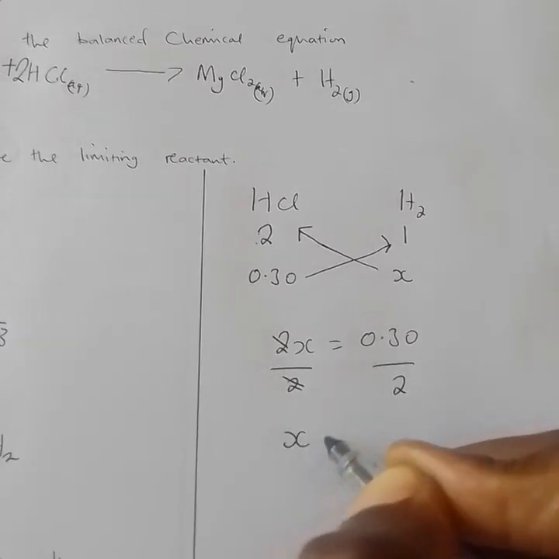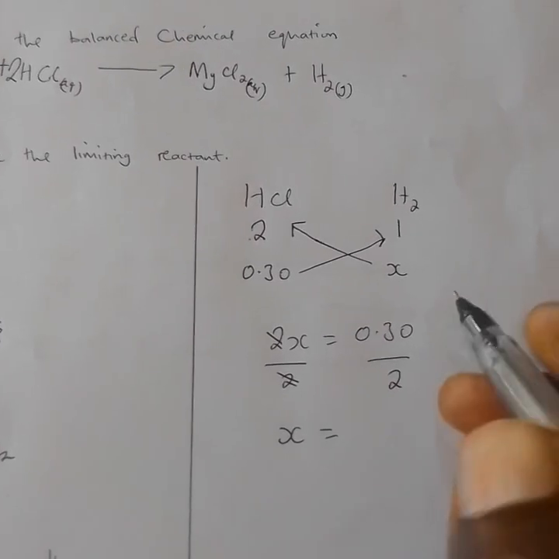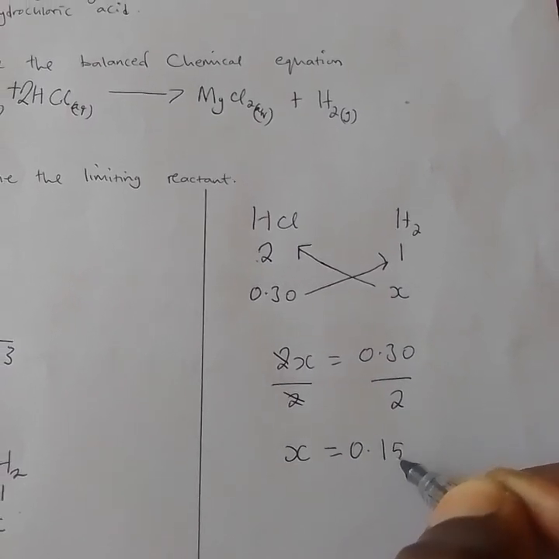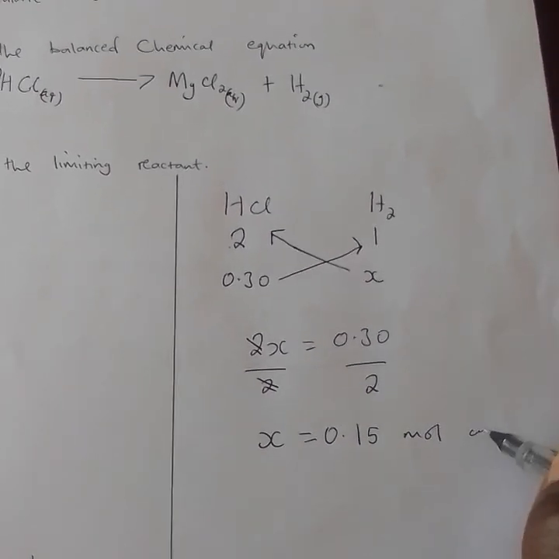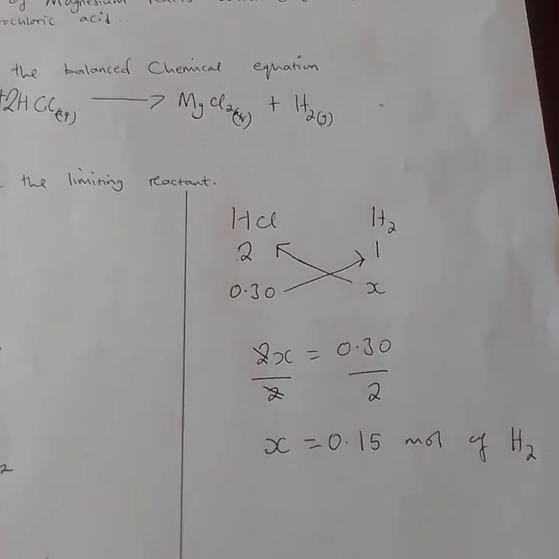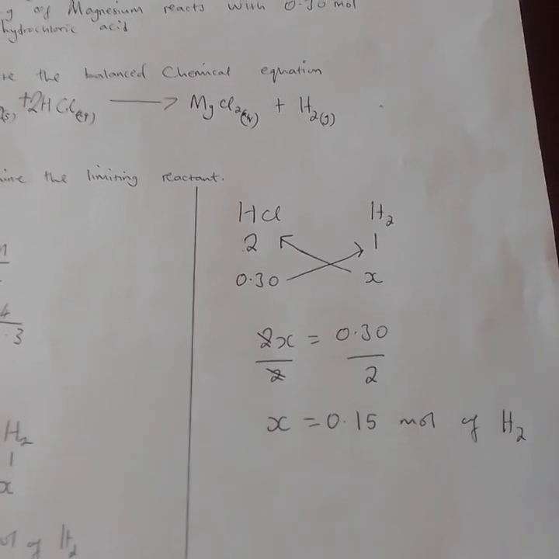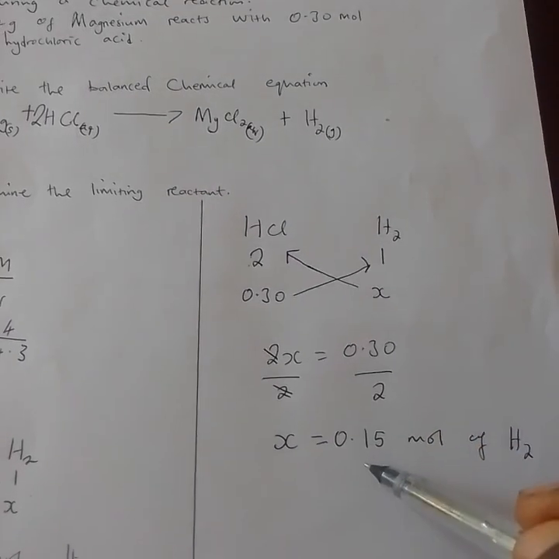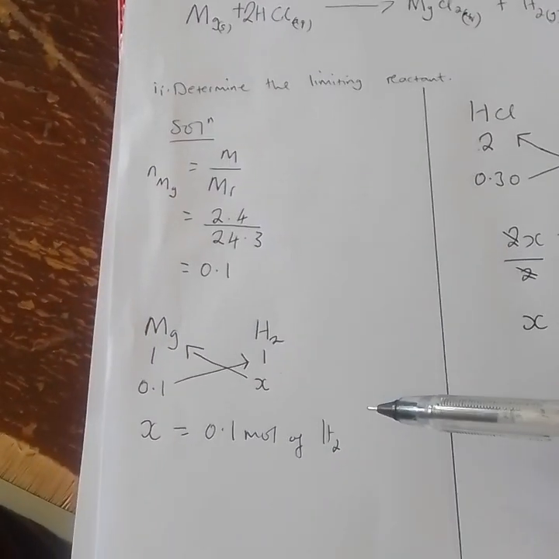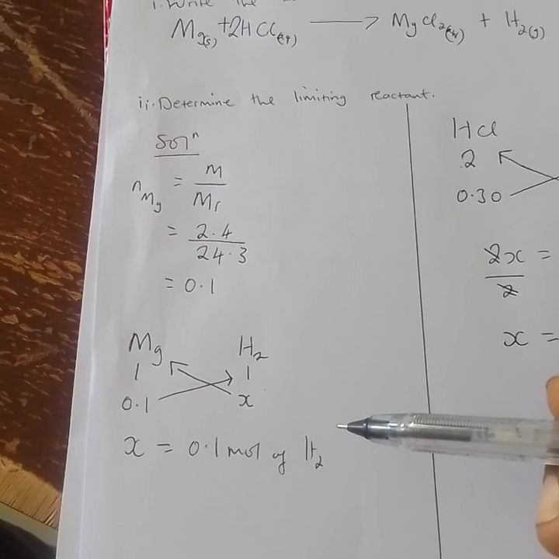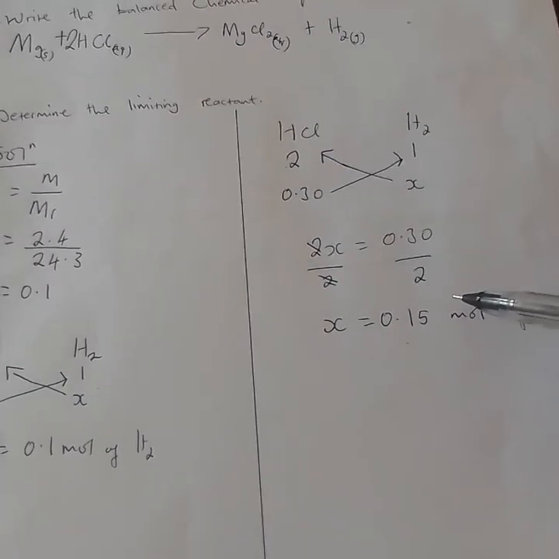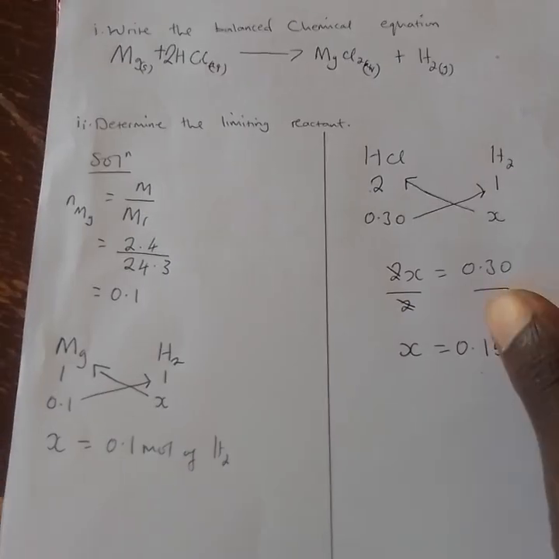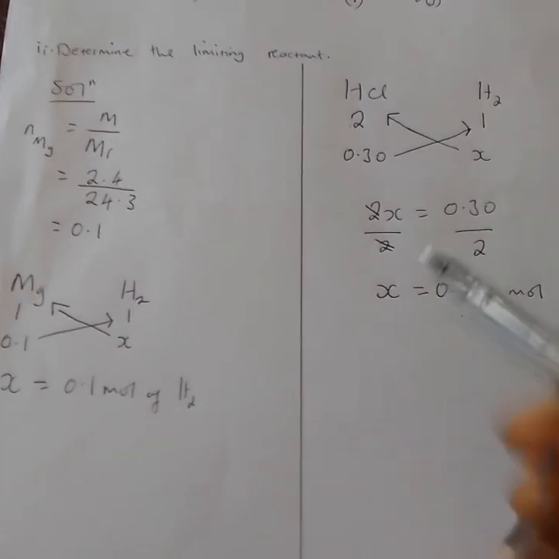so you have x equal to, if you use your calculator, you should find 0.15 moles of hydrogen. So when you do this, now you compare. Hydrochloric acid produced 0.15 and magnesium produced 0.1. So which one is bigger? You notice that 0.1 is smaller. So therefore, magnesium would be your limiting reactant.